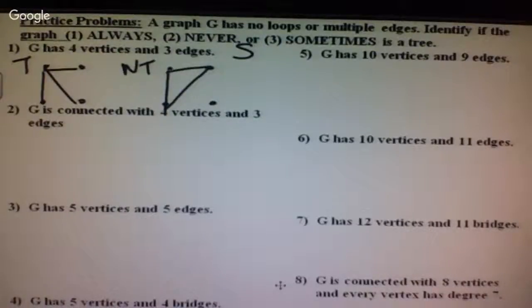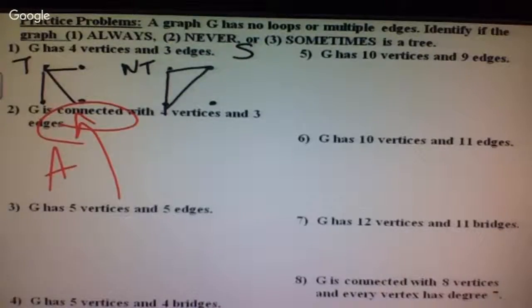Take a look at number 2. They changed it up by adding one specific word: connected. They've said now G is connected, with 4 vertices and 3 edges. Never? Oh, wait. This one is an always. Your key word here is connected. So connected means my picture has to look like this one on the left, because my picture number 2 is disconnected.